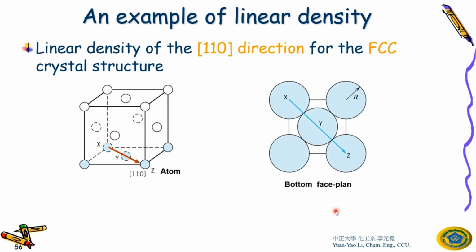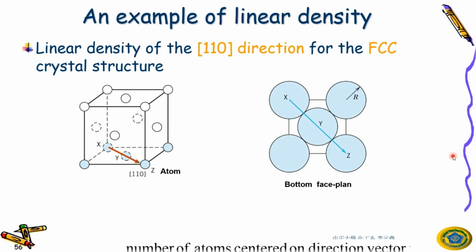Okay, let's take a look at the 2-dimensional view of this unit cell. This is X, Y, Z. This is the reduced sphere model, right? This is the hard sphere model. As you know, in the hard sphere model, the atoms touch each other in this plane, in the bottom face plane. The bottom face plane tells you that X, Y, Z here. And of course, we understand this is R, the radius of the atom.